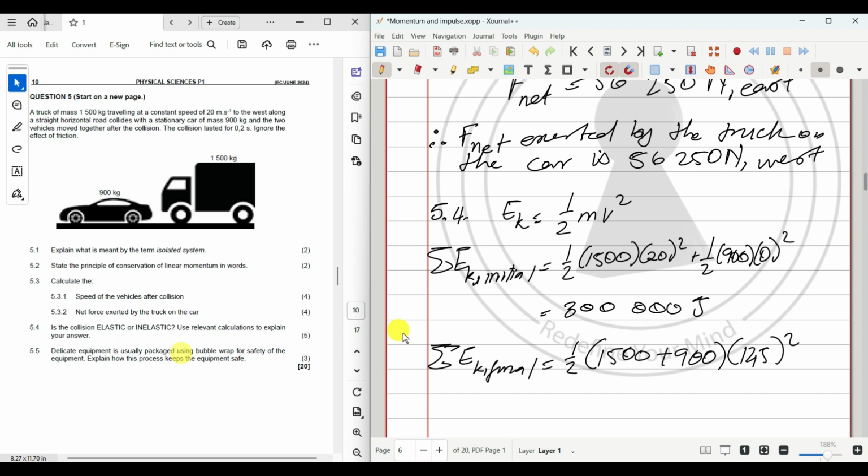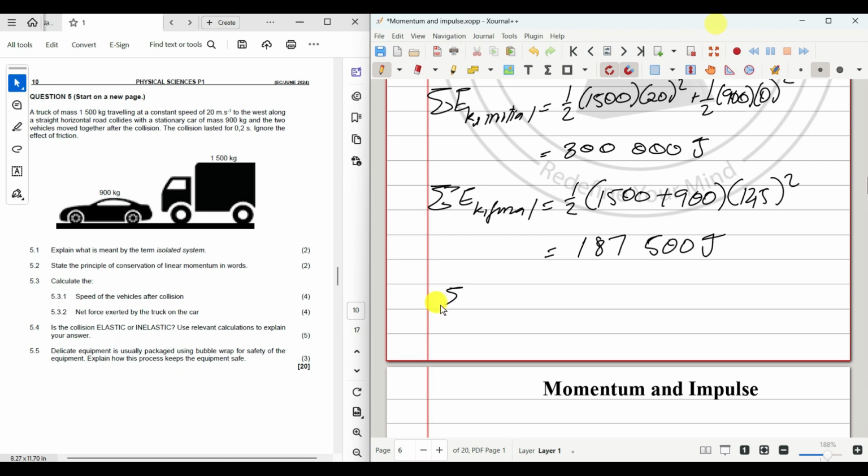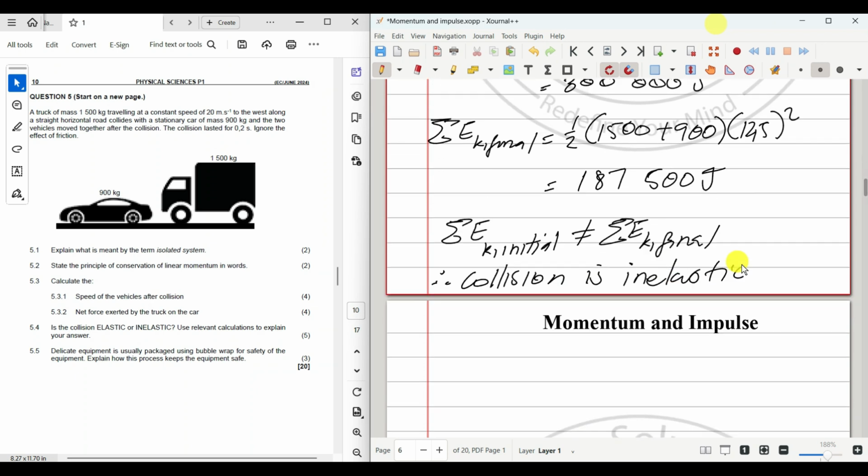12,5. Now this is 187,500 joules, correct? Now what you're seeing here, you can see that total kinetic energy before collision is not equal to total kinetic energy after collision. Therefore, the collision is inelastic because these two are not equal. Alright, collision is inelastic. Okay, perfect.